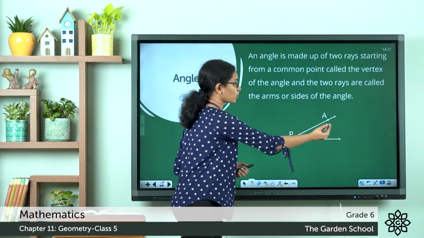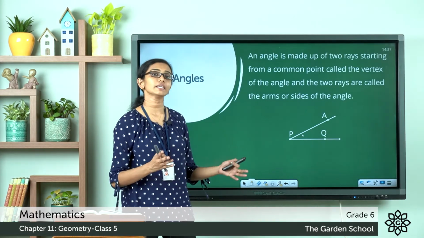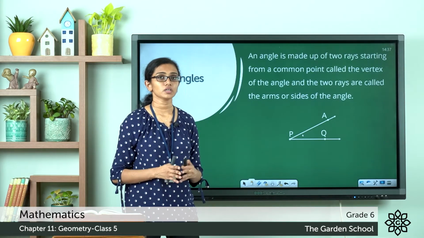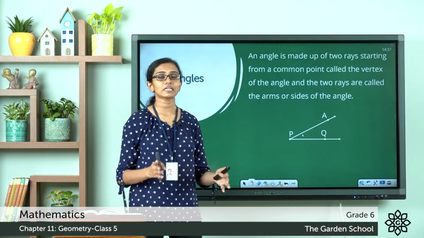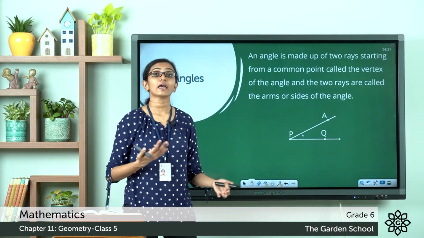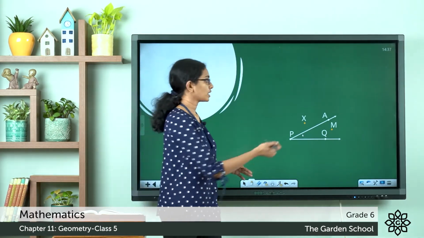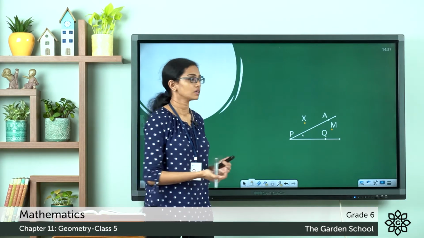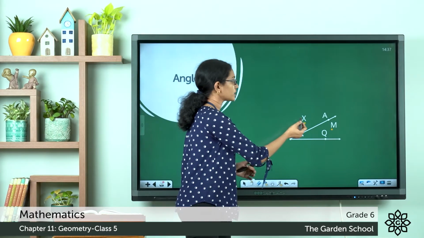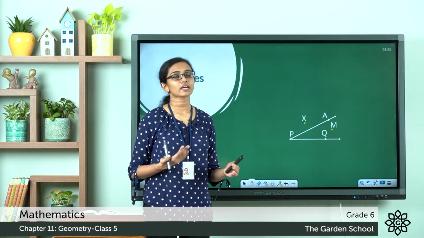Now, the region that comes between the two arms is called the interior of the angle. The interior of the angle is not a restricted portion because we can extend the two arms indefinitely. The remaining part here is called the exterior of the angle. So here you can see two points, M and X. The point M is in the interior of this angle and the point X is in the exterior of the angle.